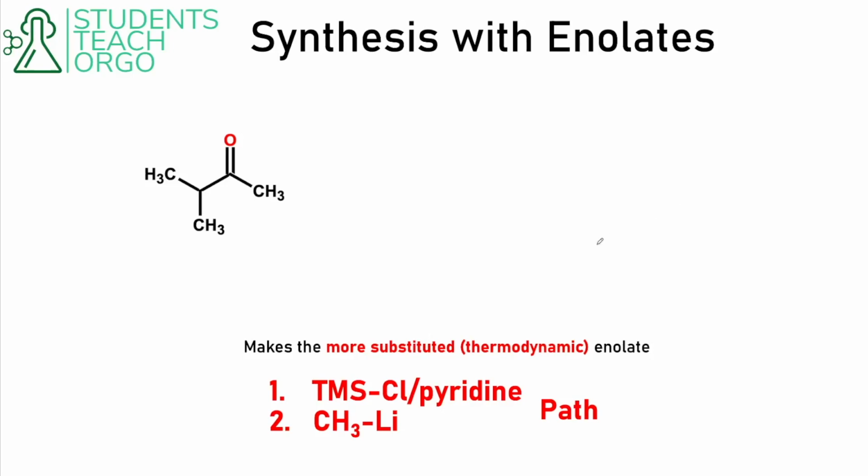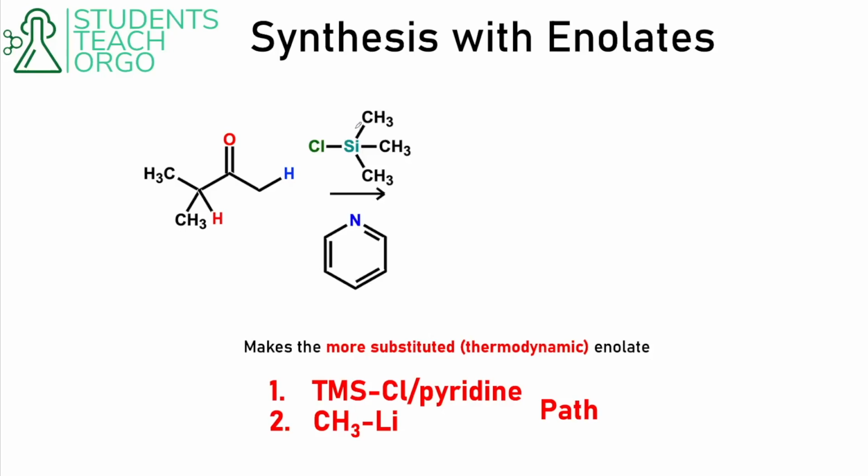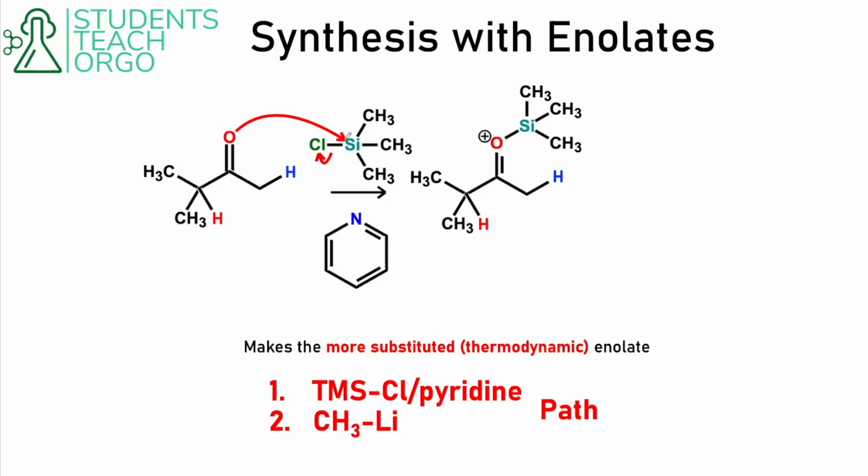This is the other pathway that I was talking about, and this would make the thermodynamic, or more substituted, enolate. So again, I'm going to draw on those two hydrogens, and this is what the TMS looks like, TMSCl, and this is pyridine. Now, pyridine is a base. This amine right here is not as basic as LDA, but it still is a base. And the way that this is going to work is that in the first step, oxygen has a really high affinity for silicon. And so we're going to do this SN2 reaction here where chlorine is going to be our leaving group, and this silicon atom is going to bond with the oxygen.